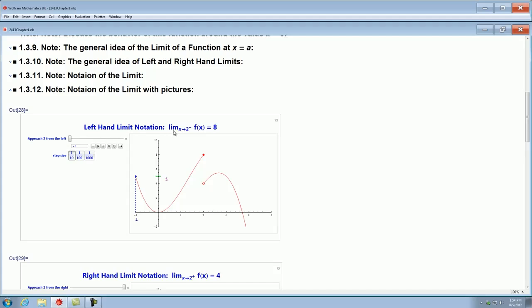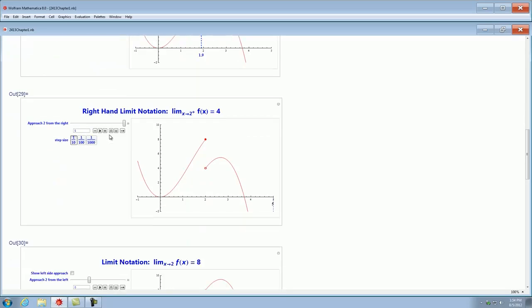Left-handed limit notation. What is the limit as x approaches 2 from the left of this function? Well, it should be equal to 8. Again, we came in here, we're approaching the value x equals 2, but we're coming in from the left, so the function is approaching 8. We've seen that.